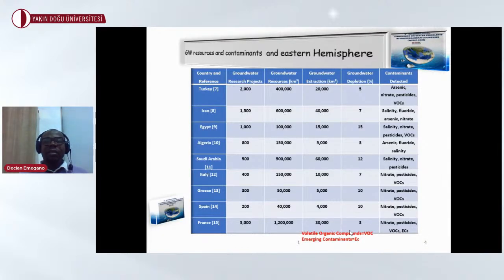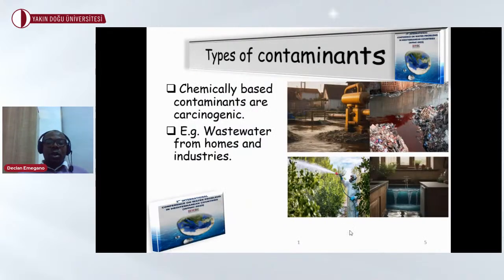Looking at the Eastern Hemisphere, like where Turkey is, Iran, and the rest of them, France, you can see the work that has been done. You can see the contaminants that have been detected, like volatile organic compounds and emerging contaminants, especially here in Turkey. Turkey has almost 20,000 groundwater sources that have been worked on, and they were able to detect arsenic, nitrite, pesticide, and volatile organic compounds.